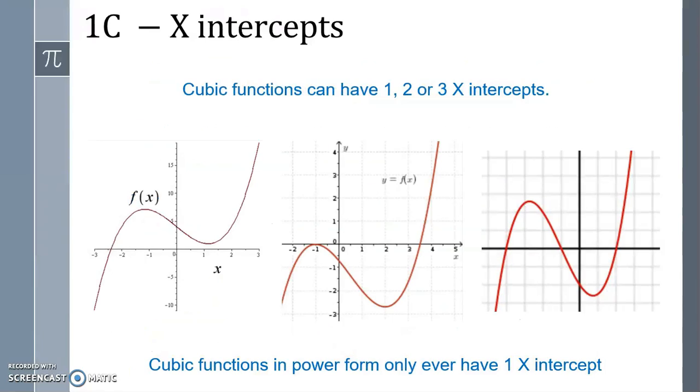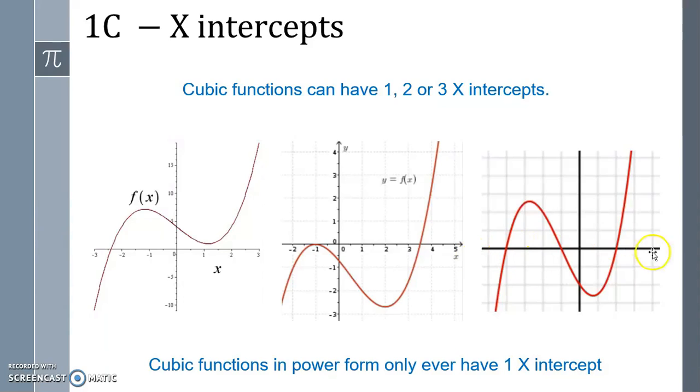Okay, cubic functions also have x-intercepts. So with cubic, they can have 1, they can have 2, or they can have 3. Okay, it's kind of similar to the quadratics, except that one in the middle. So here we have 1 x-intercept. So it crosses and then it continues on. So 1 x-intercept in that one. In this one here, you've got 2. So it turns, it's got a maximum and a turning point. That's 1 x-intercept, and that's another one over there. Okay. This one over here has 3.